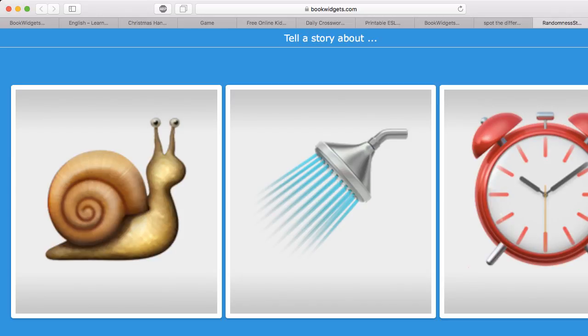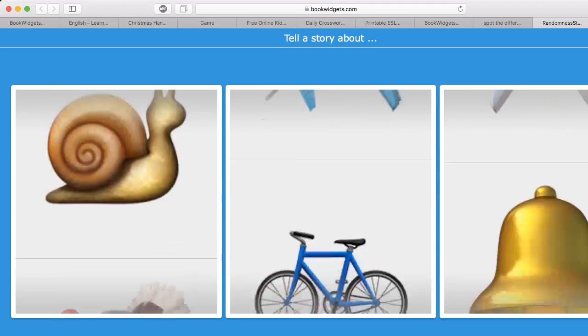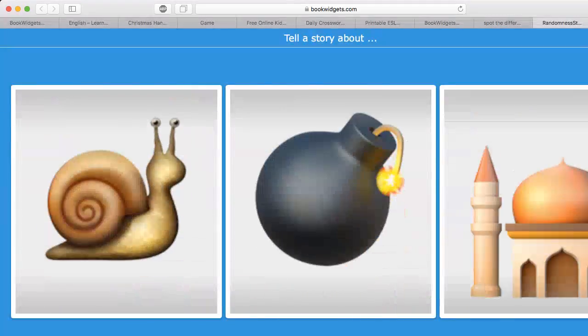A snail just woke up because the alarm clock was set at 11 p.m. and that reminded her she had to take a shower. Exactly. So you can make this as crazy as you want or as short as you want. But I suggest making it a little crazy because it's fun. You ready to do another one?